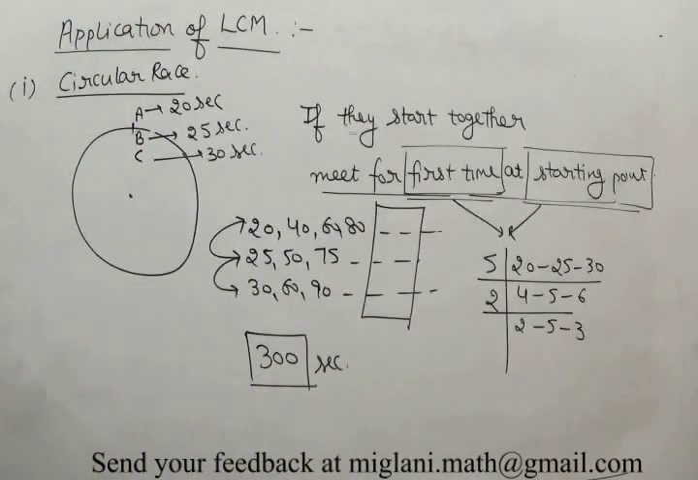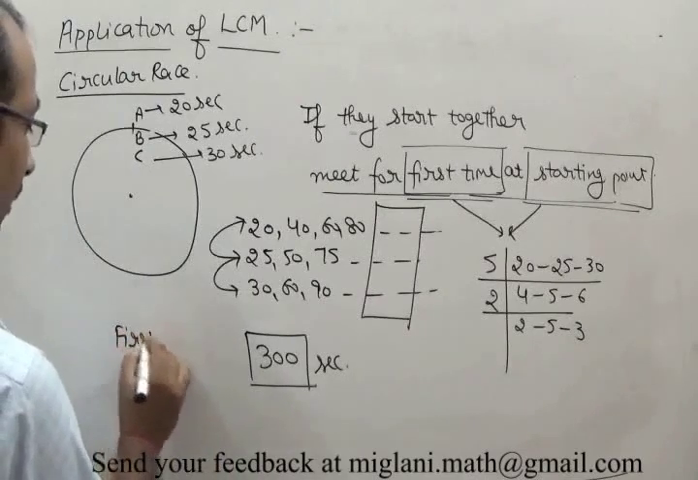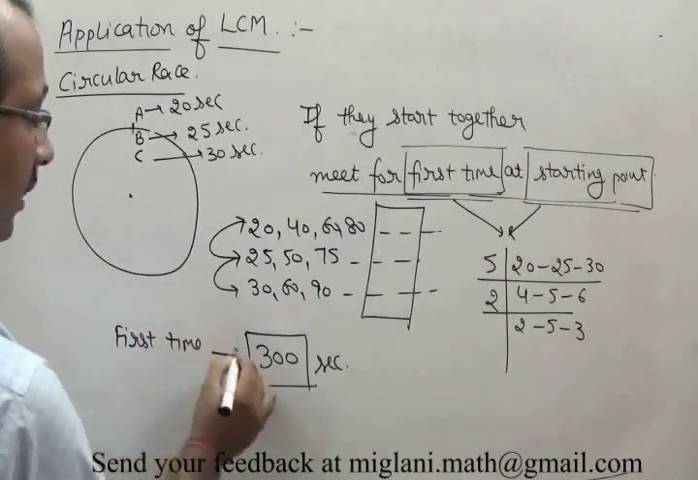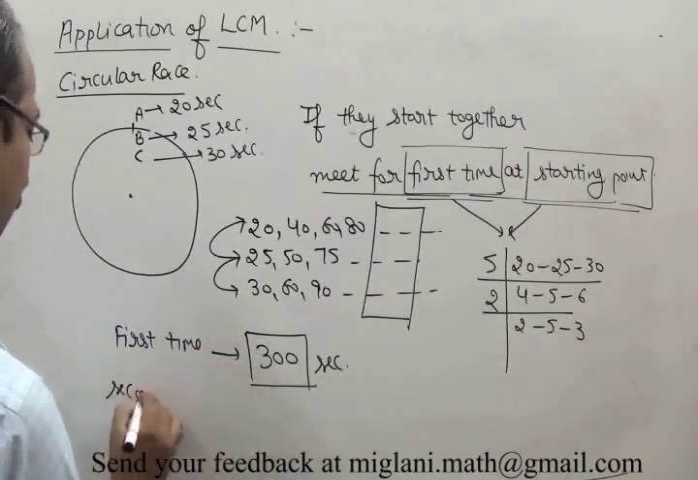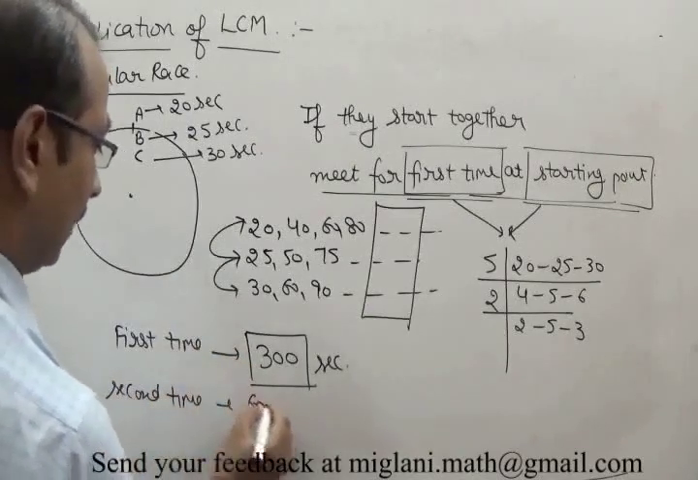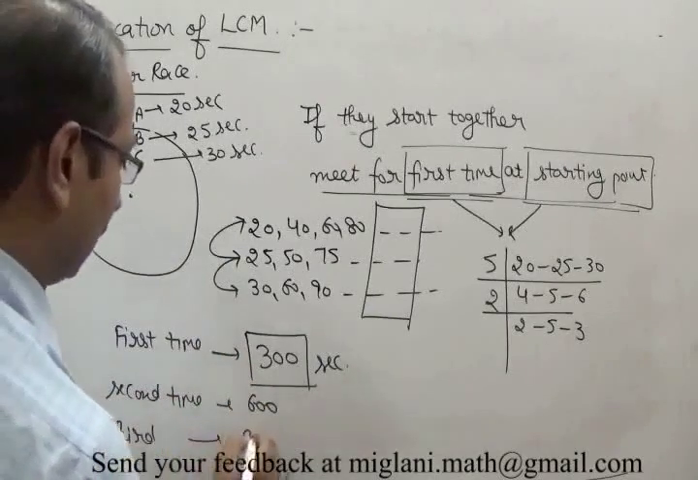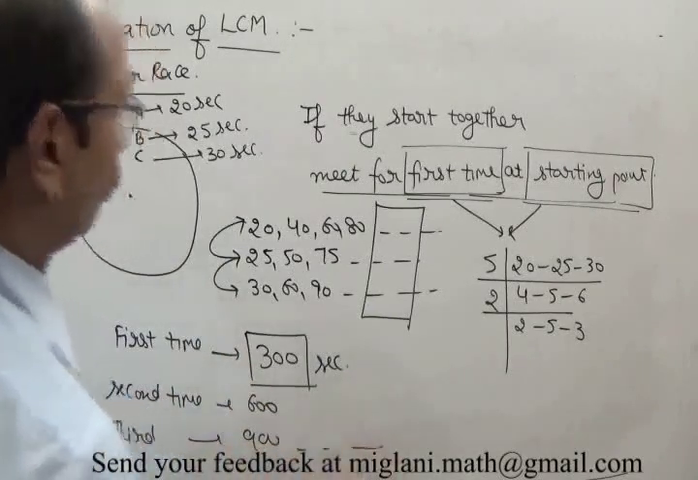Now if you want to find out for the second time, third time, fourth time, just add 300 again and again. That is the answer after how much time they meet for the first time at the starting point. If I have to find it for the second time, my answer becomes equal to 600 seconds. If I have to take it for third time, it is equal to 900 seconds and so on.